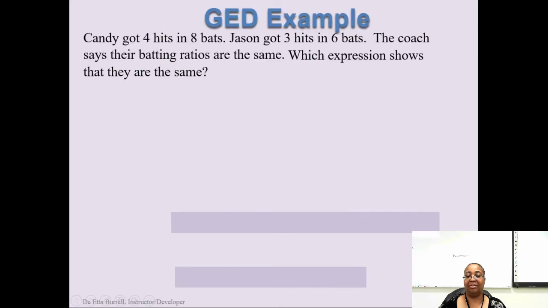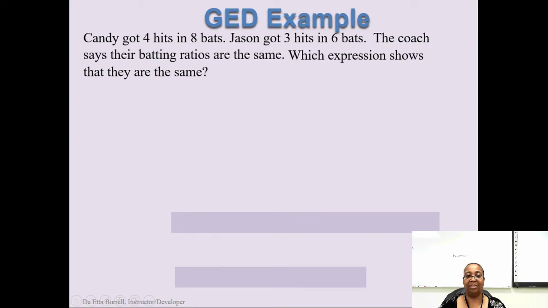All right, let's do some GED examples. Candy got 4 hits and 8 bats. Jason got 3 hits and 6 bats. The coach says their batting ratios are the same. Which expression shows that they are the same?